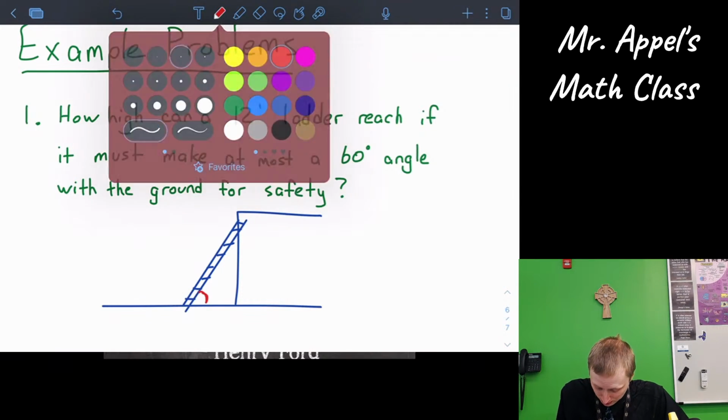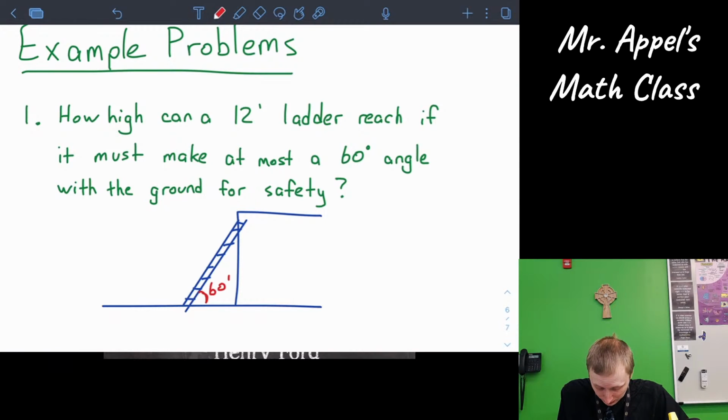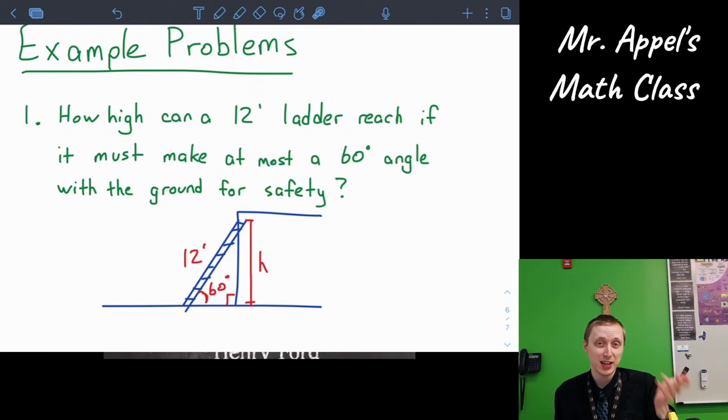So we're going to stick with 60 degrees, and the ladder itself is 12 feet. And I want to find how high it can reach. So I want to find this height. The building, of course, we will assume is perpendicular to the ground, as any height measured should be anyways. So this is now a 60-degree right triangle, which means that other angle has to be 30 degrees, and it's a 30, 60, 90 special right triangle.